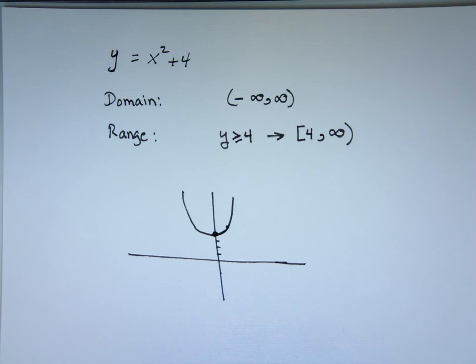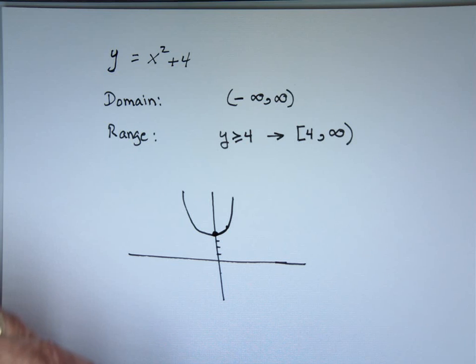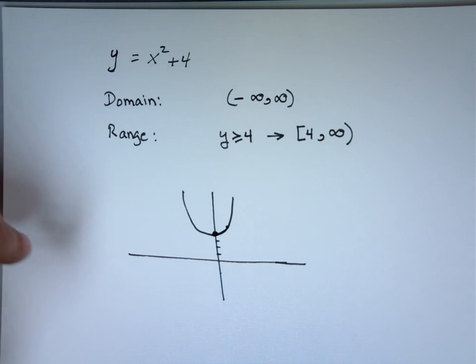So when you type that on WebAssign, you're probably going to see these brackets in red to let you know they're not matching. That's okay. So my range is from 4 all the way to infinity. Is the domain always from negative infinity to infinity, or all real numbers? No.